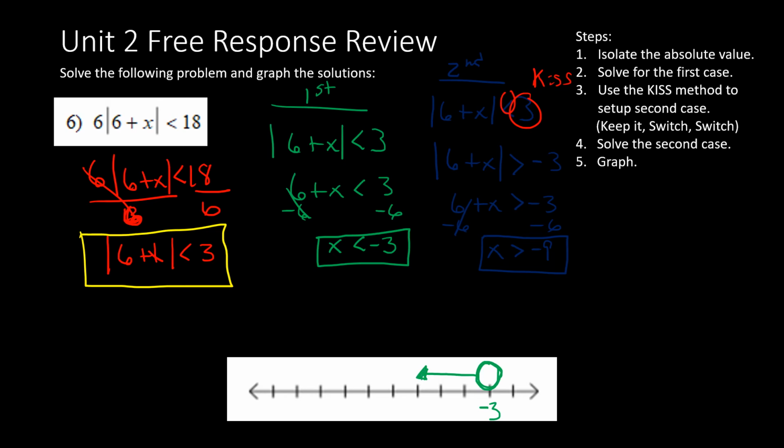For our other number, we have a negative 9. I'm just going to put it here at negative 9. It doesn't need to be perfect on the spacing, but it does need to be in the right order. Negative 9 is smaller, so it does need to be on the left. It's going to be an open circle, and this is going to go to the right because we're talking about all the numbers greater than negative 9.